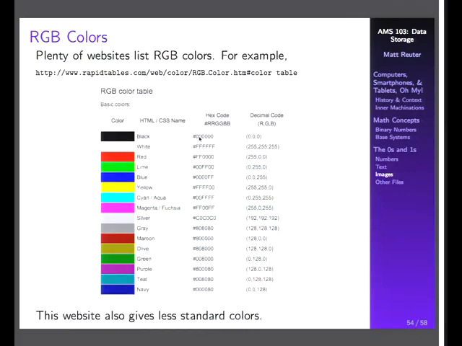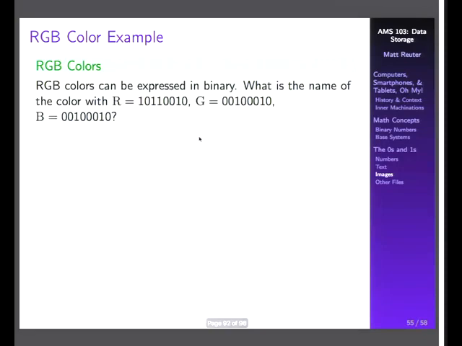This website also gives a lot of less standard named colors. There's a really long list. Some of them have sort of entertaining names. You can find both tomato and bisque, not the same color, on there.